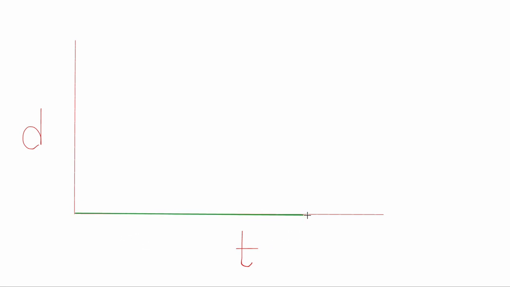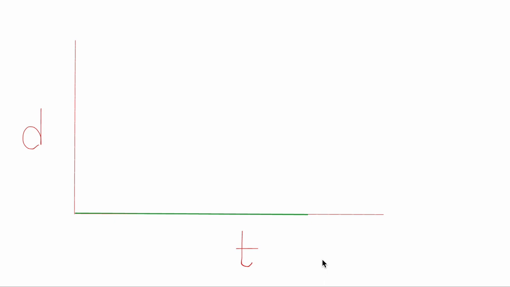Let's first consider the easiest possible graph. A distance time graph where the distance is not changing. So if this is distance and this is time, let's just imagine that we start at 0 and we stay there for the whole time.